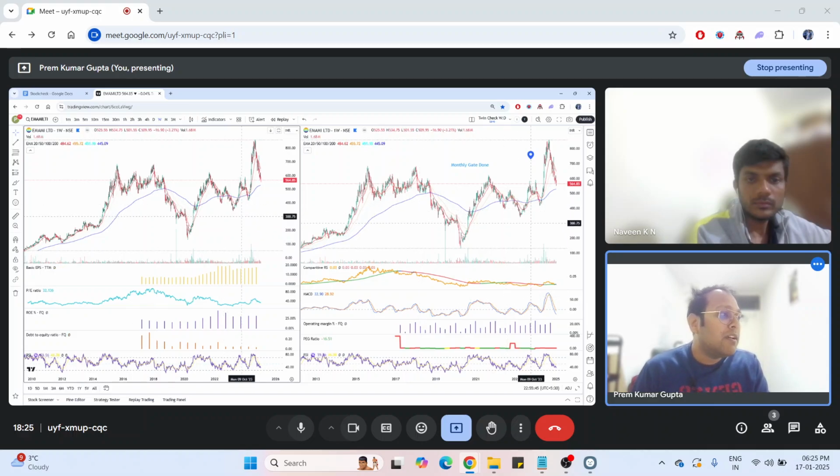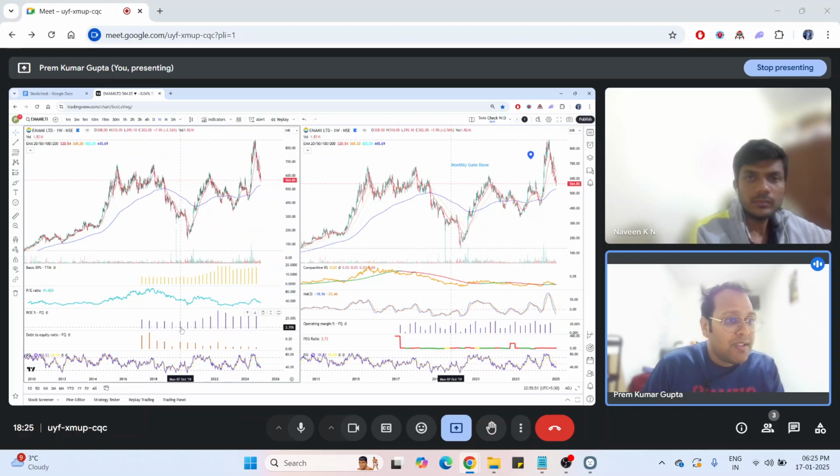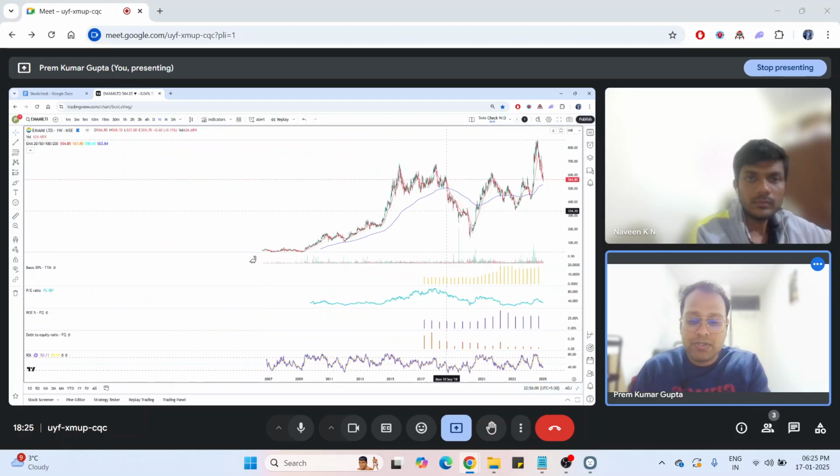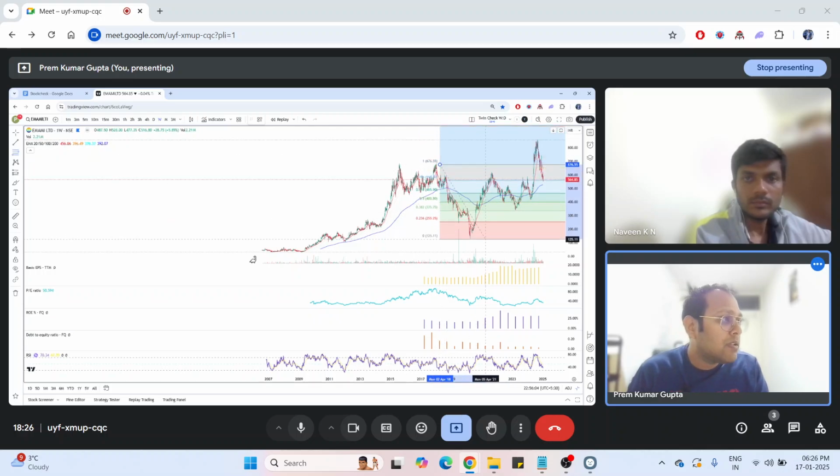So what is wrong in it? I'm just asking. By seeing this, if profit is growing, if PE is going down, if return and the debt are in the right direction, then what is the problem? And if I put those things like Fibonacci here, which is fair enough, right?